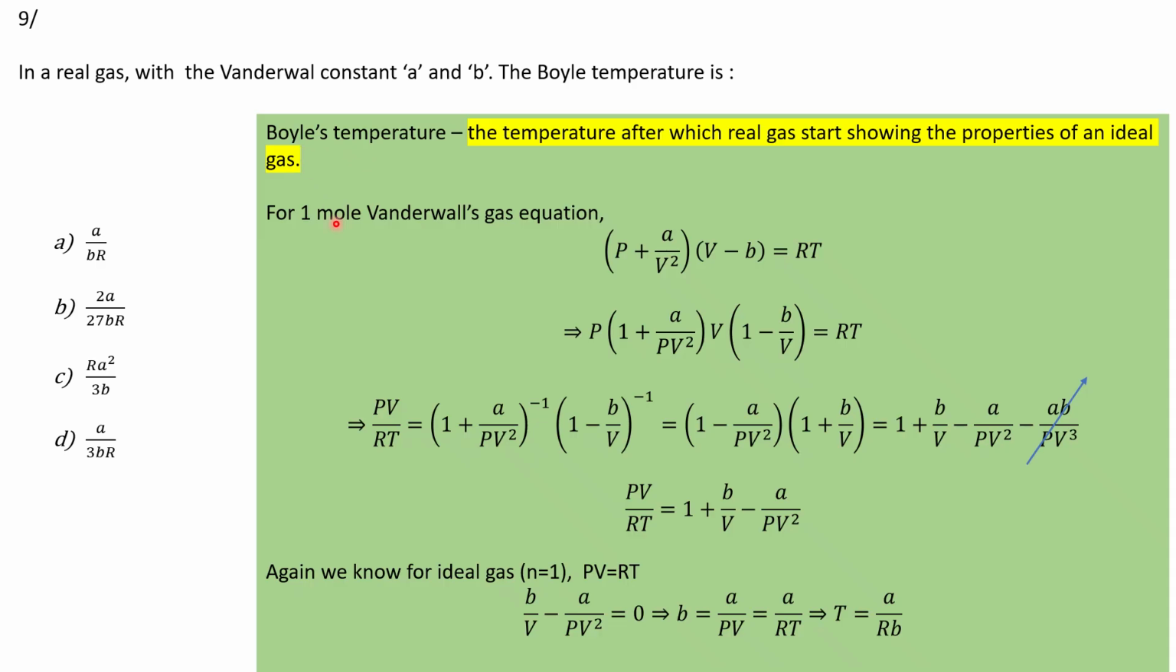So for 1 mole of van der Waals gas, we know the van der Waals equation: (P + a/V²)(V − b) = RT. For n moles, we know that (P + an²/V²)(V − nb) = nRT, but we are taking 1 mole. So we write this equation, and from here we take P common, so that it becomes P(1 + a/PV²), and from here we take V common, so this becomes V(1 − b/V).